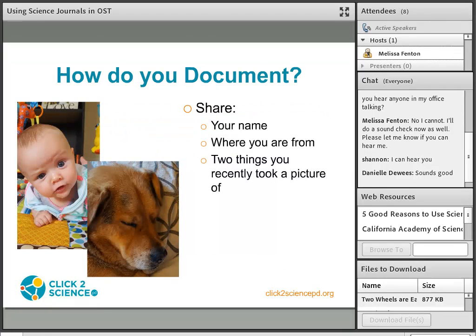So in the general chat pod, I want you to share your name, where you are from, and list 2 things that you recently took a photo of. I have on the slide here 2 things that I recently took a picture of, my 4-month-old daughter and my dog. So I'll give you a minute to share your name, where you are from, and 2 things that you recently took a photo of.